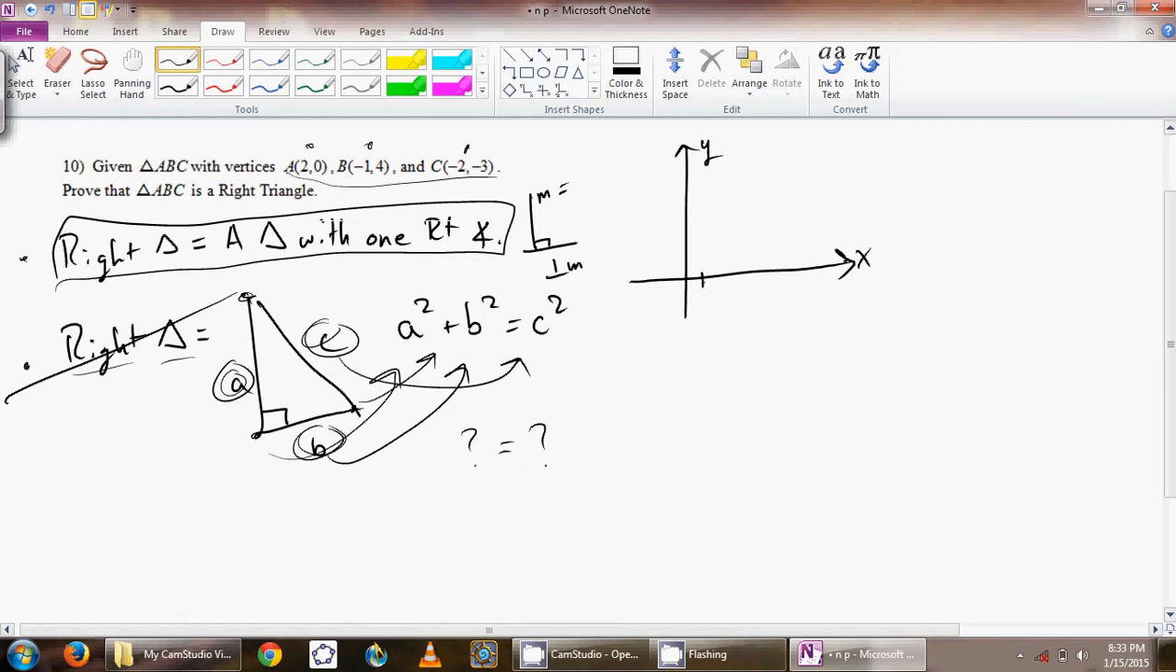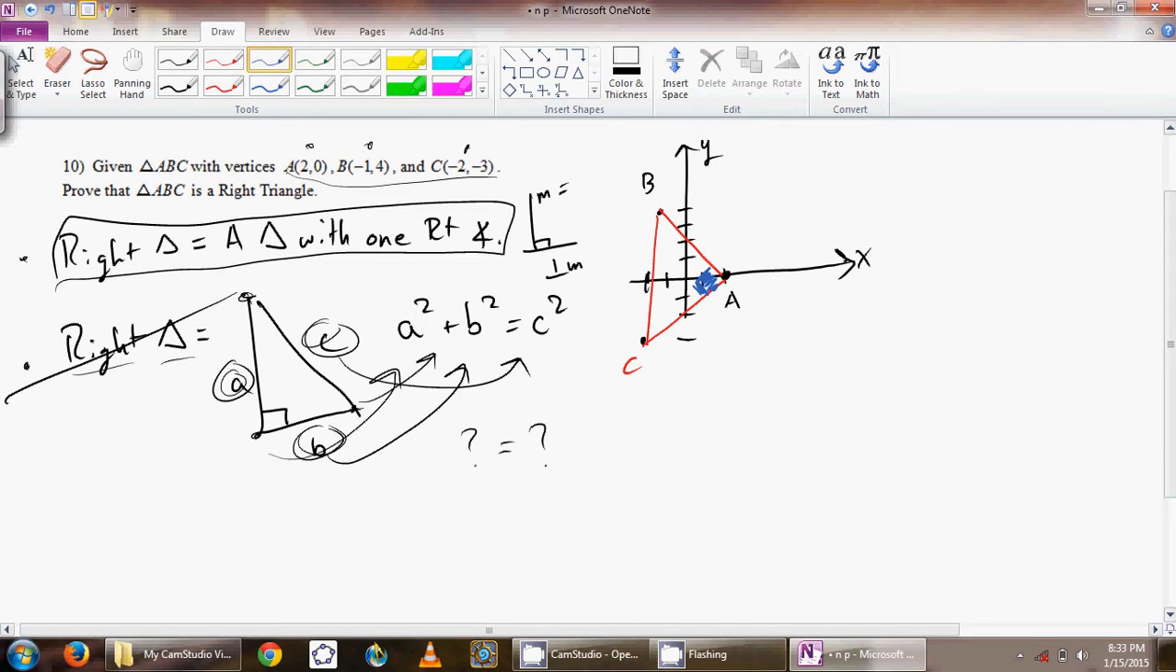A is 2 in the X direction, 0 on the Y. That's A. B is negative 1 in the X direction, and 1, 2, 3, 4 up. All right, that's B. And C is minus 2 in the X direction and 1, 2, 3 down. Right out there. So drawing out this triangle, I see that it looks like right here. It looks like that's my right angle.